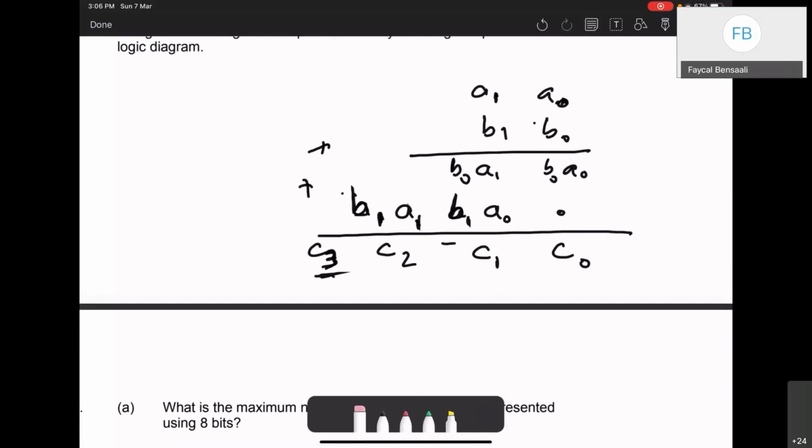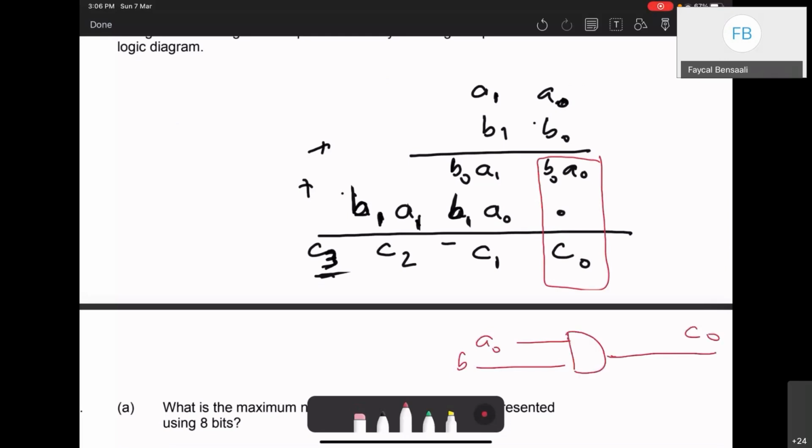What do I need to use to get C0? C0, you just need one AND gate. So C0 is very simple, just one AND gate, because I will be adding zeros here, right? So it's just a simple AND gate. So we'll do A0, B0, AND gate, I will get C0. So this is the first bit of the result. And then I will move on to the next one.